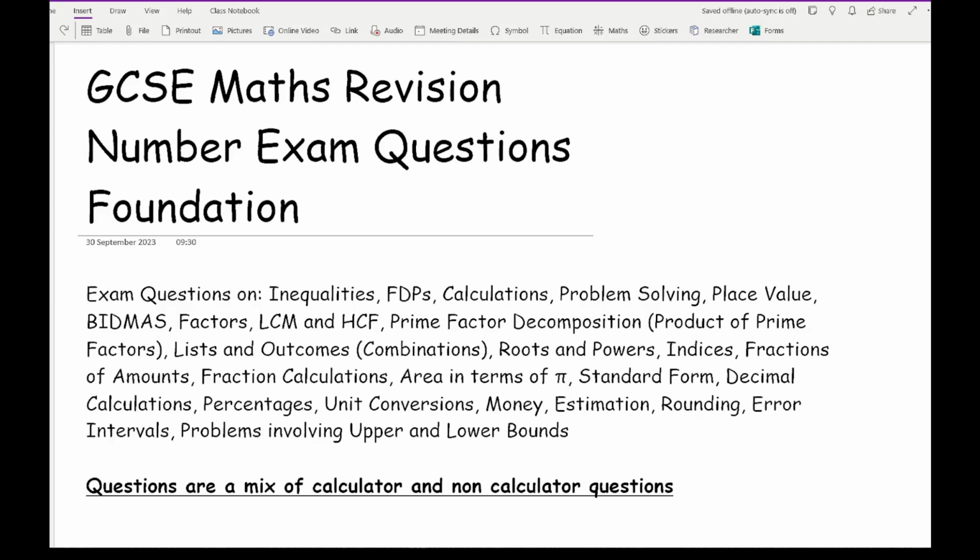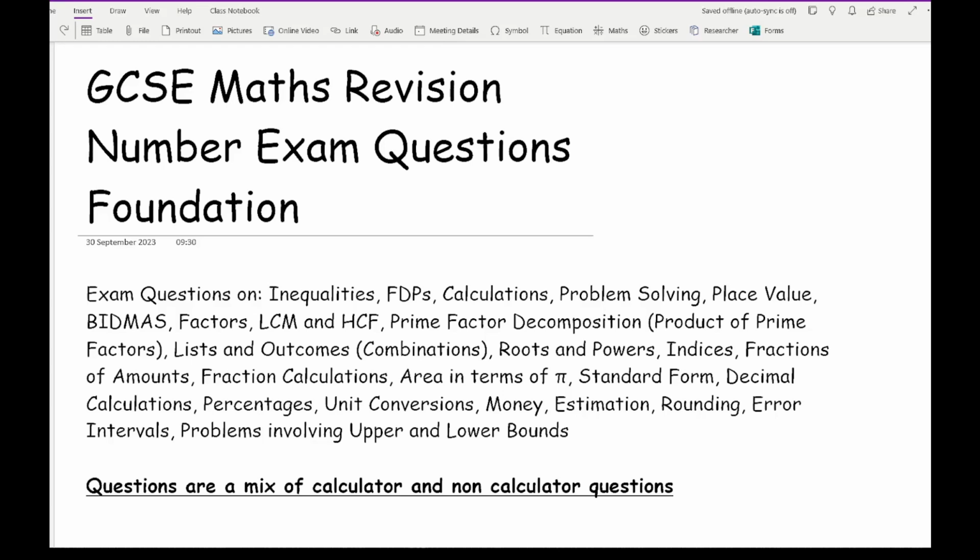The questions that we're going to go through cover topics like inequalities, fractions, decimals, percentages, basic general calculations, problem solving, place value, BIDMAS, factors, LCM and HCF, prime factor decomposition, which is also known as products of their prime factors, lists and outcomes, roots and powers, indices, fractions of amounts, fraction calculations, area involving pi, standard form, decimal calculations, percentages, unit conversions, money, estimation, rounding, area intervals, and problems involving upper and lower bounds.